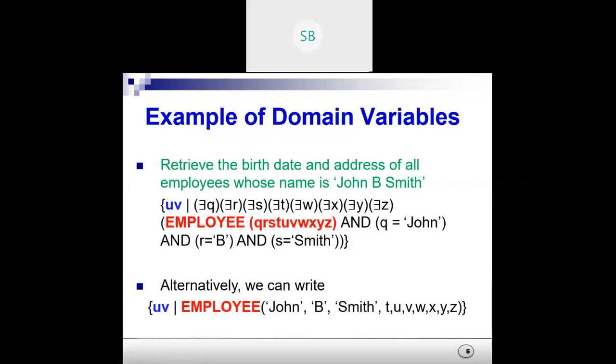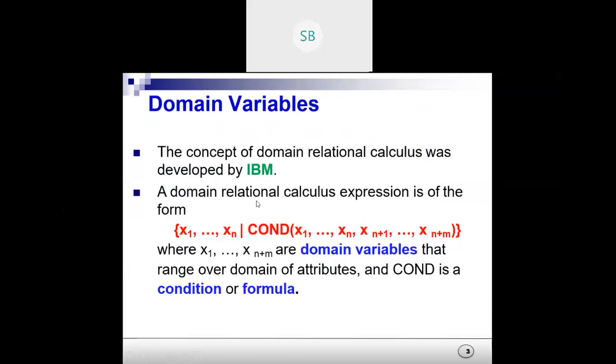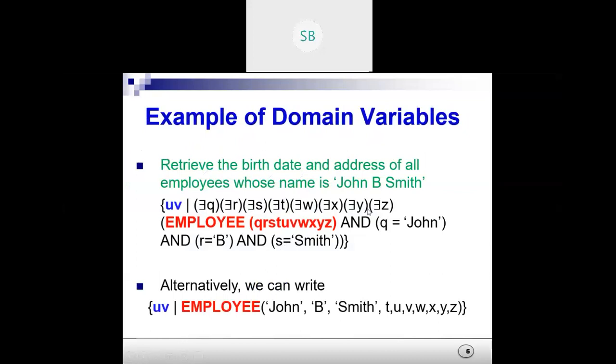Okay, employee table. So we write that one. If there exists Q, R, so all these variables we mention, and then we write the condition, because if you go by the syntax, you see you have written it here. The condition is employee of QRST. So you write it this way, and then you mention the criteria: you will find the birth date and address of the person whose first name is John, middle name is B, and last name is Smith.